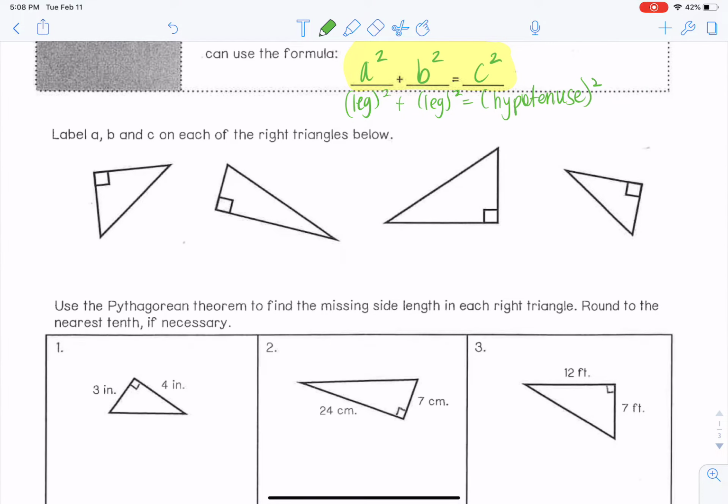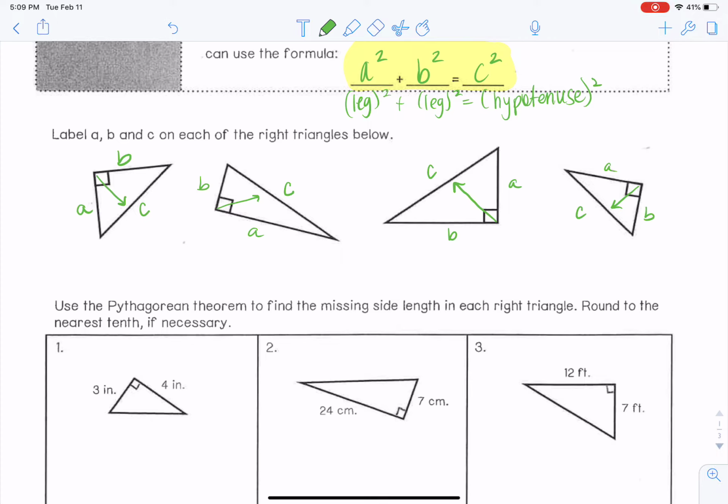Here it says label A, B, and C on each of the right triangles. A and B are pretty interchangeable because they're both legs of the triangle. But for C, it's really important that we make that arrow through the box and across to the other side. So here's my C, and whatever's left over I can call A and B. Again, through the box, here's my C value, and I can call these A and B.